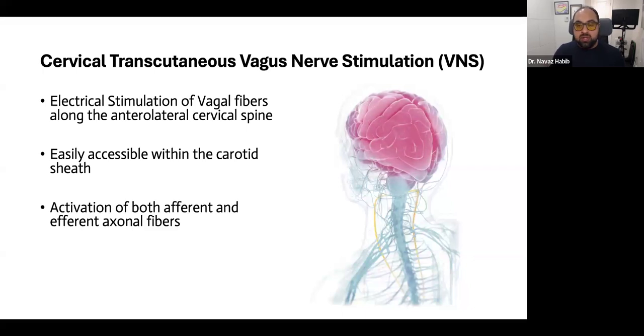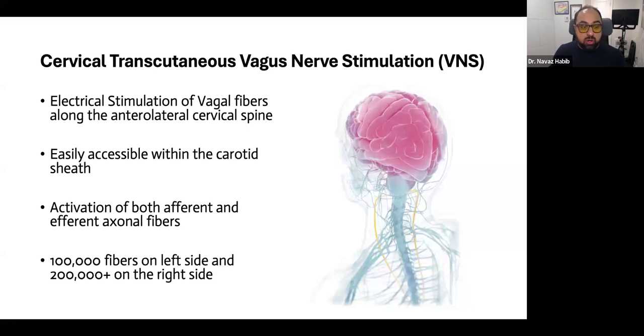The activation helps both afferent and efferent axonal fibers here in the neck. It doesn't happen the same way in the ear or anywhere else. There's also an important note: there are 100,000 or so fibers on the left side and a little more than 200,000 fibers on the right side. So we're getting a lot of vagus nerve fibers, vagal axonal fibers, when we hit it cervically versus when we hit it in other areas. So this is really important to look at.